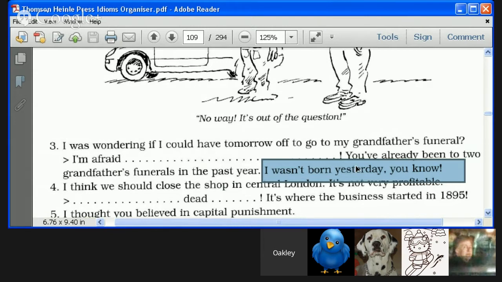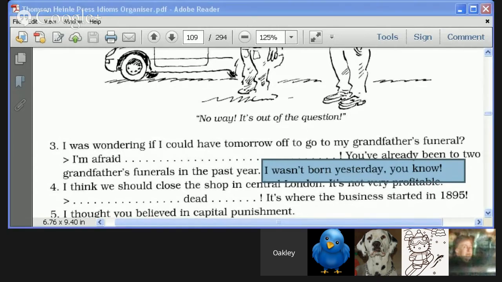Okay. What are we saying? I wasn't born yesterday. We're saying I'm not stupid, you know. I see. I wasn't born yesterday, you know. I'm not a baby. Well, we always say it more idiomatically. A straightforward way to say it, I'm not stupid, you know. But more idiomatic, very common, I wasn't born yesterday. Or I didn't just fall off the turnip truck.